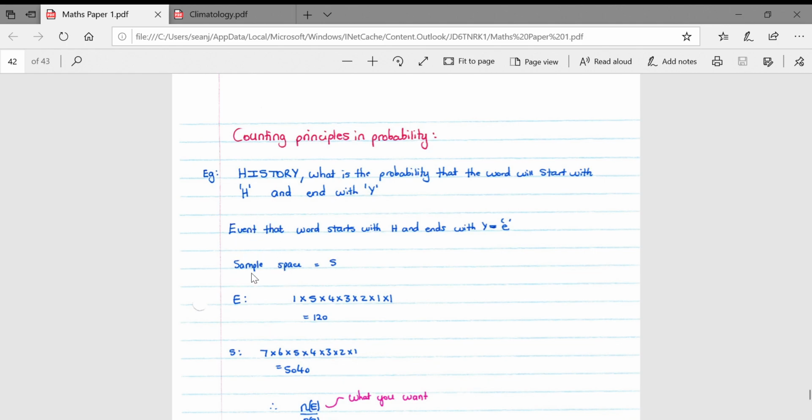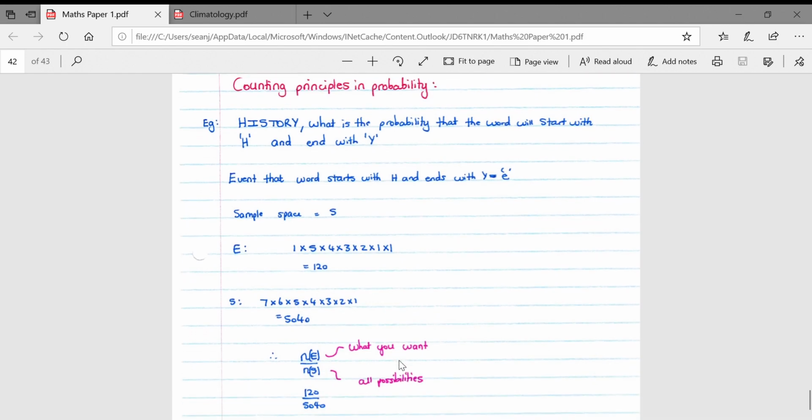So just to help with some notation, the event that the word starts with H and ends in Y, I'm going to notate as E. And the sample space, so the total combinations, if there were no restrictions, I'll say as S. So I'll first jump to the sample space. What you do here, because there's no repeats, it's simply the number of letters and then factorial, so 7 factorial, which gives you 5040.